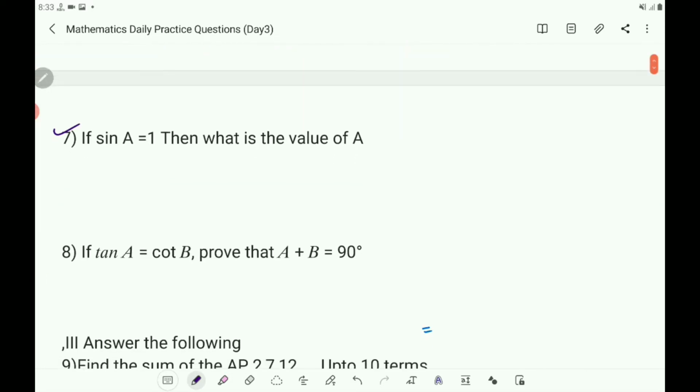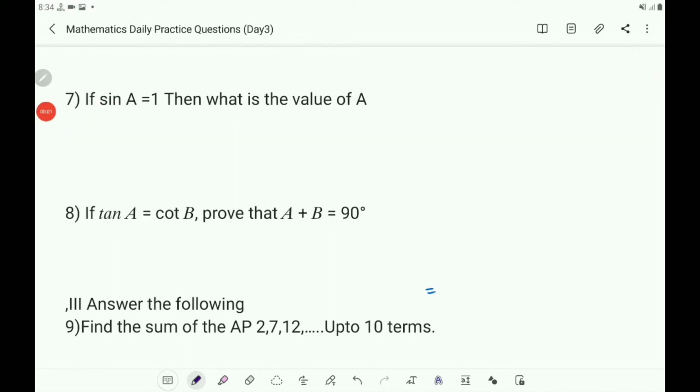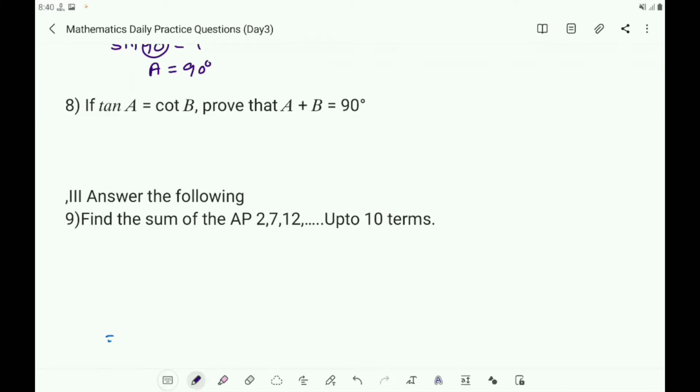Next, let us take the seventh question. If sin A equals 1, then what is the value of A? You know that sin 90 degree is equal to 1. So then what is the value of A? A is equal to 90 degree. In the place of A you got 90 degree. So you know that sin 90 degree is equal to 1, therefore A is equal to 90 degree.